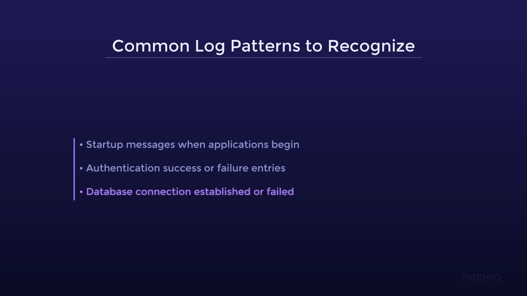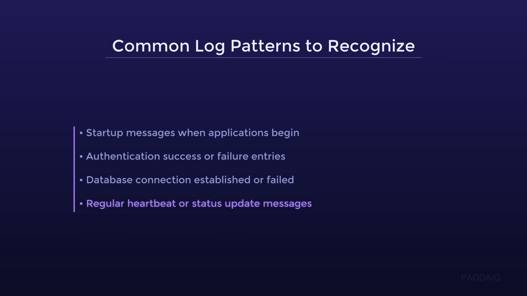Database connection established or failed. This log indicates whether your application successfully connected to its database or if the connection attempt was unsuccessful. For example, when an application starts, it might log database connection established upon success. Recognizing this quickly tells you if your app can access its data.